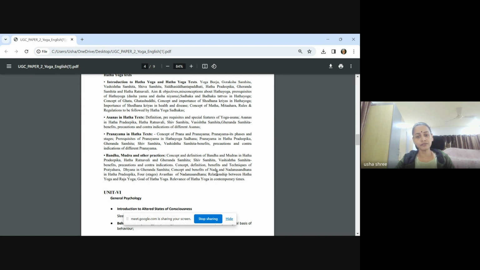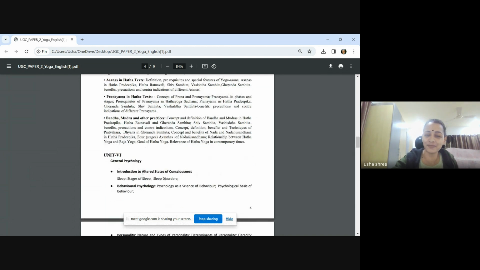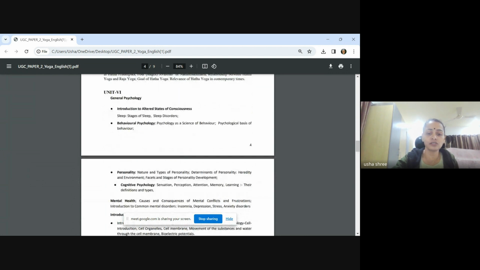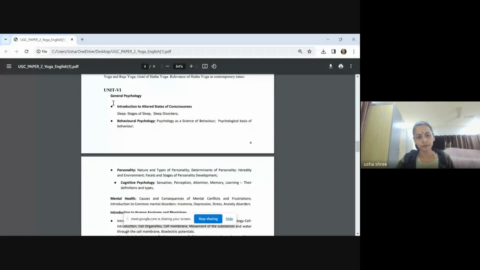Concepts and benefits of Nada and Nadanusandhana in Hatha Pradipika, the 4 stages or the avasthas of Nadanusandhana, relationship between Hatha Yoga and Raja Yoga, the goal of Hatha Yoga, then relevance of Hatha Yoga in contemporary times. So don't worry, though the syllabus looks vast, the teachers will help you crack this. You just have to be consistent. So I'm repeating this so many times so that you understand how important it is to attend the classes regularly.